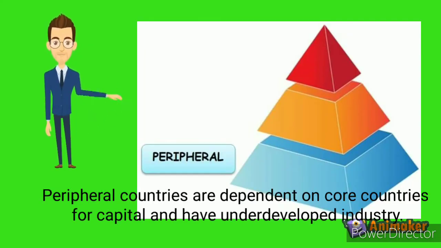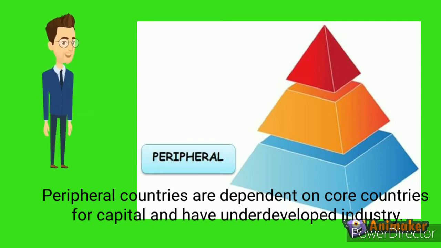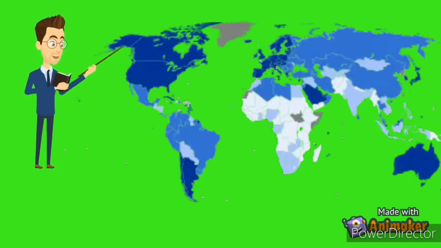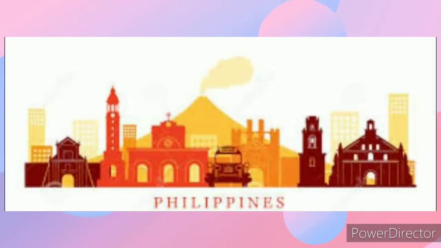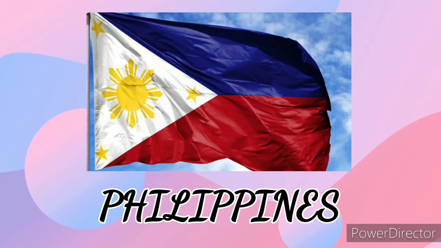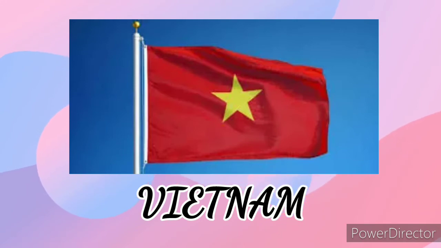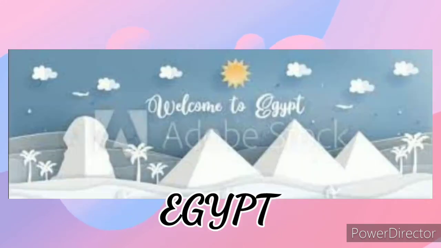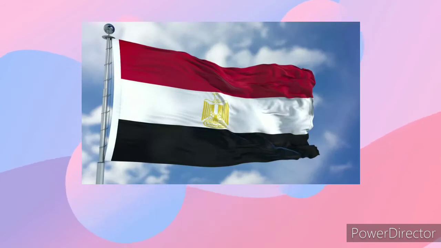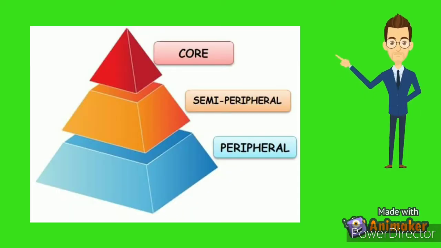And lastly, the peripheral. These countries are dependent on core countries for capital and have underdeveloped industry. Some countries that are included in peripheral are Philippines, Vietnam, and Egypt. For a better understanding of the three divisions of the world system theory, let's take a look at this.